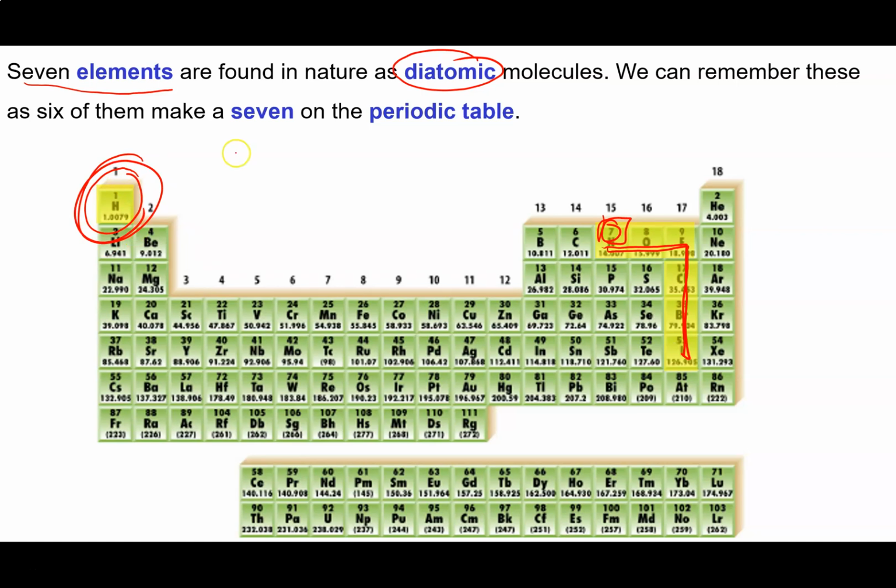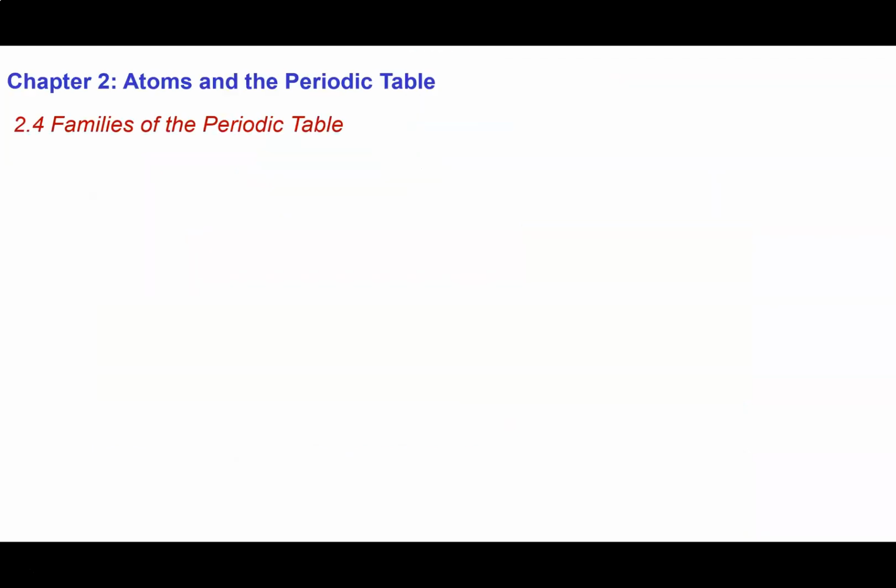All right, additionally, we should point out that phosphorus is found in nature as P4, and sulfur is found as S8. Okay, so like I said, fairly quick section here.